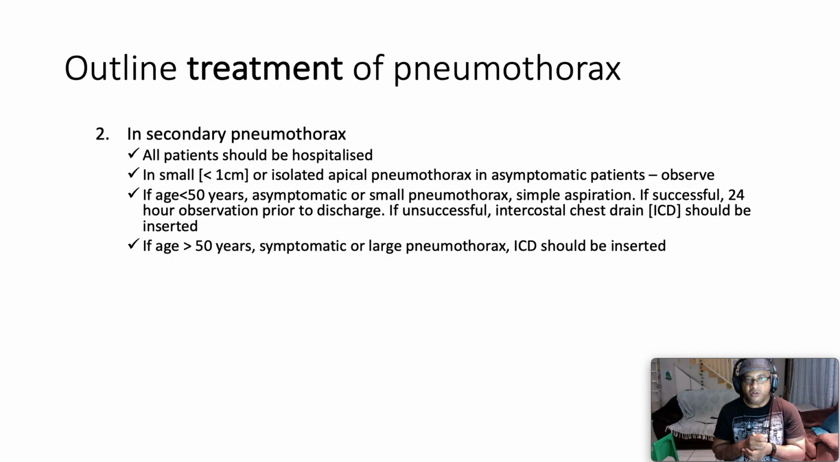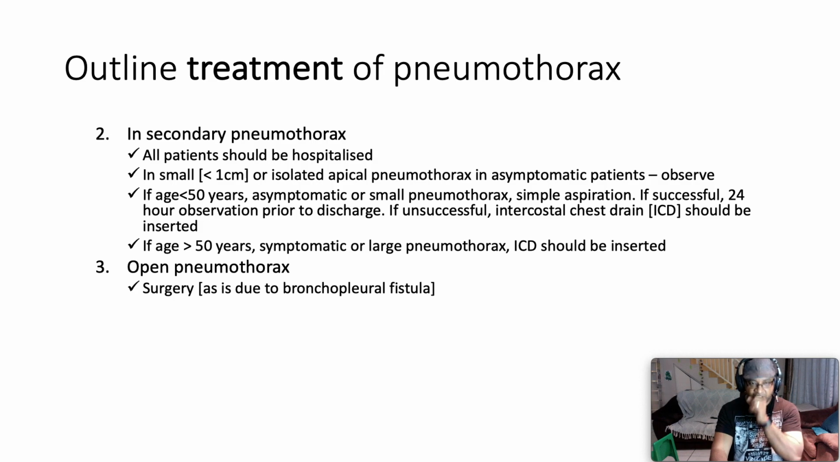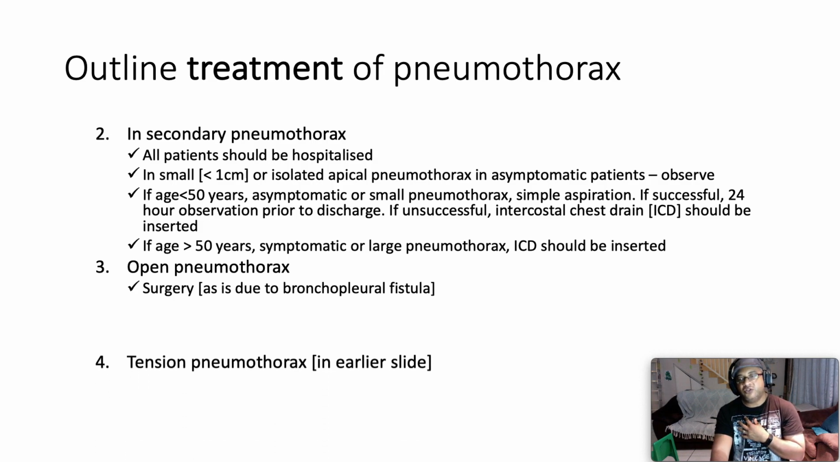If it's a small pneumothorax, less than 1 centimeter, or if it's an isolated apical pneumothorax in asymptomatic patients, you simply observe them. In the youngsters less than 50 years of age who are asymptomatic or have a small pneumothorax, simple aspiration can be undertaken. If successful, you just observe them 24 hours prior to discharge. If unsuccessful, insert a formal intercostal chest drain. If the age is greater than 50 years and they're asymptomatic and have a large pneumothorax, ICD, guys, ICD. If an open pneumothorax, you want to refer to surgery, as this is most likely due to bronchopleural fistula.